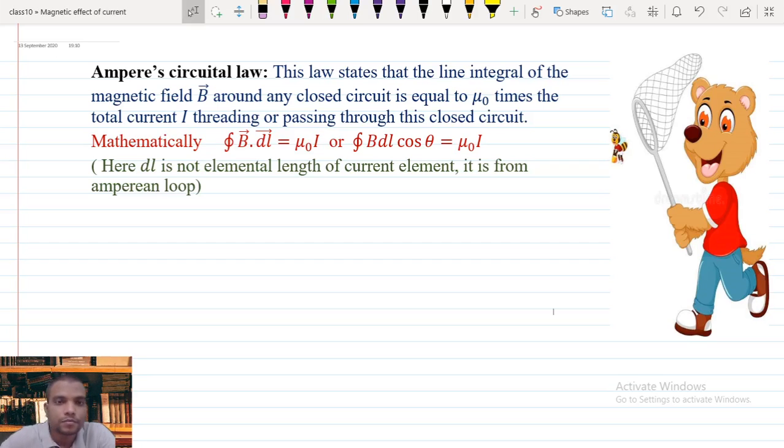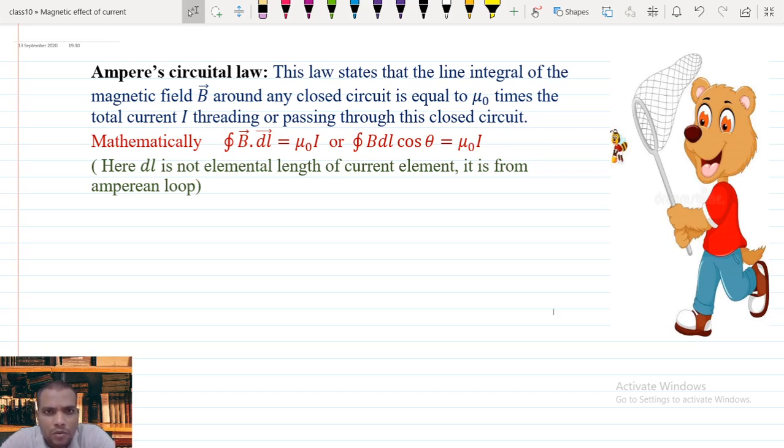Hi guys, in my previous concept I discussed Ampere's Circuital law. This law is very handy, and easier to apply than the Biot-Savart law to find the magnetic field at a given point due to a current carrying conductor. So this law states that the line integral of the magnetic field around a closed circuit equals mu naught times the total current I threading or passing through the closed circuit.